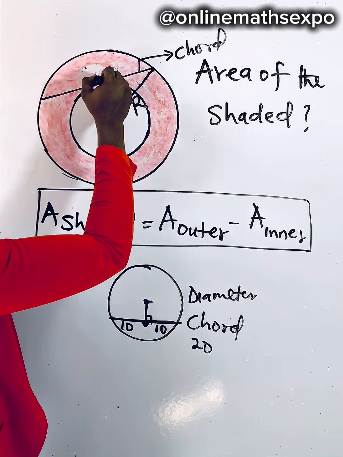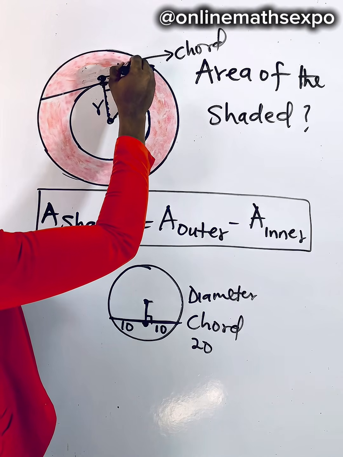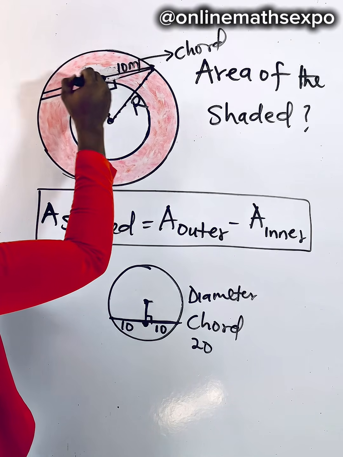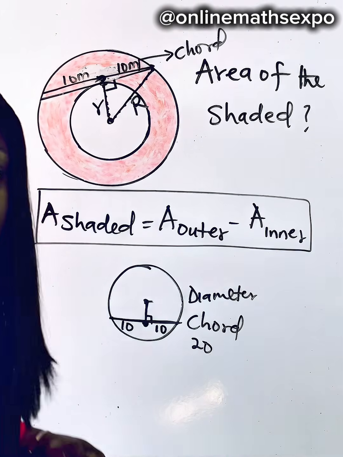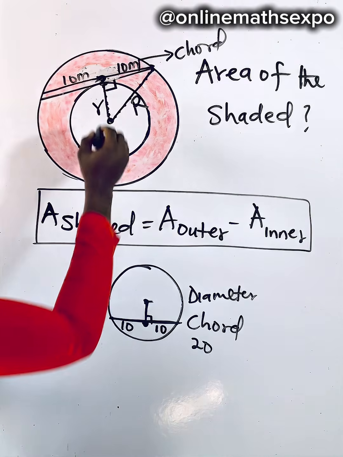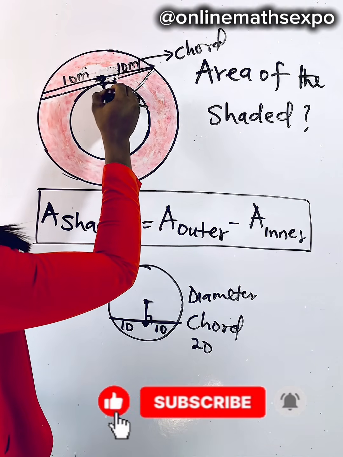So it means that from this length down to this length is going to measure 10 meters. Then from here down to this place also measures 10 meters. So when you add the total, it gives you back 20 meters. Now, what did you observe? You observe that this has formed a right angle triangle because it makes angle 90 here.